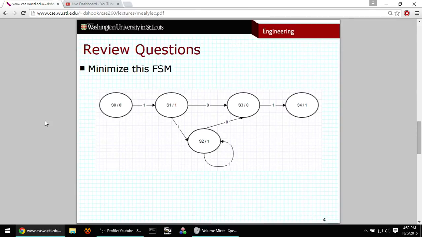I can take S4 out, right? Because S4 on any transition goes to a dead end, that dead state, whereas 1 and 2 go somewhere else, right? They go somewhere different. So I can split that off, and so then what I would end up with is a new state for S4. S1 and 2 would still be condensed. So here's S1 and 2, and then here's state 4.